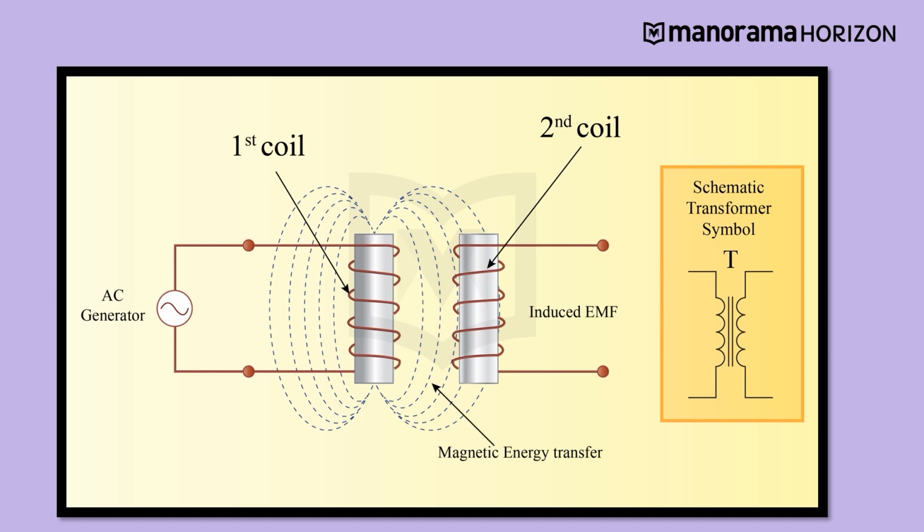On the right, you will see the symbol of the transformer. You can clearly observe that we have schematically represented the primary coil, followed by the core, followed by the secondary coil. The lamination of the core is also clearly visible.